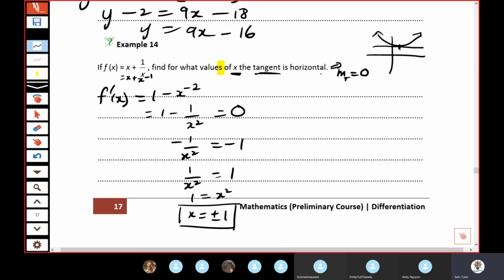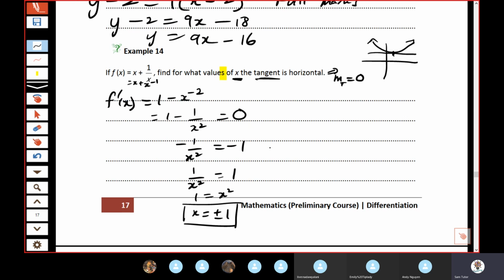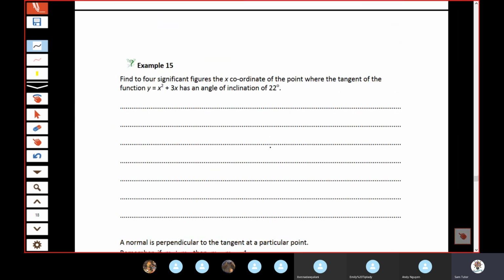Or do we understand the tangent is horizontal, therefore mt is equal to 0. Your gradient of your tangent is 0. All right. Let's try another one then.